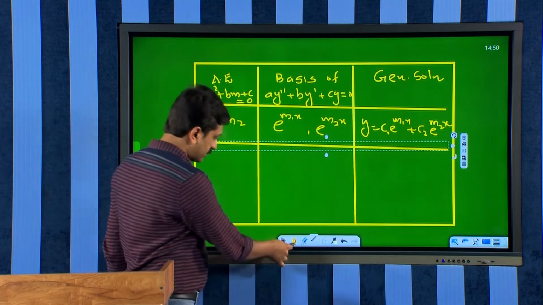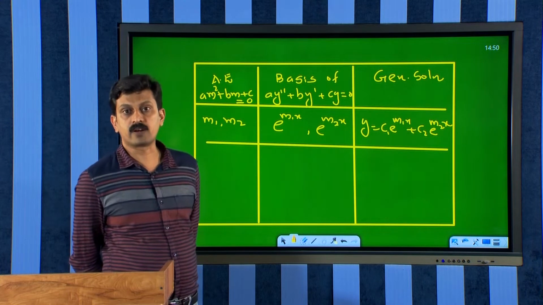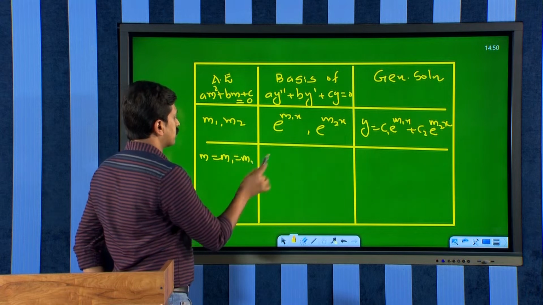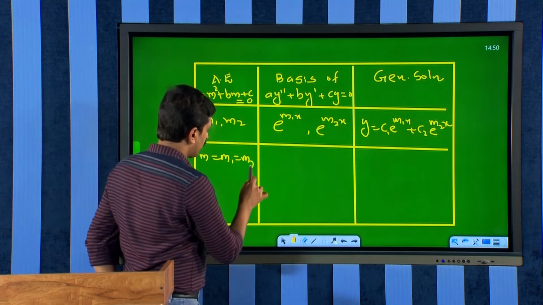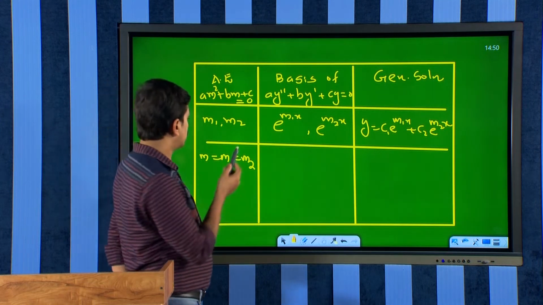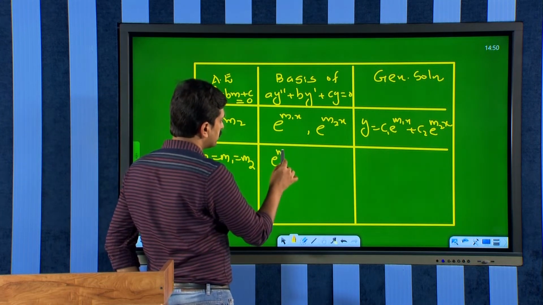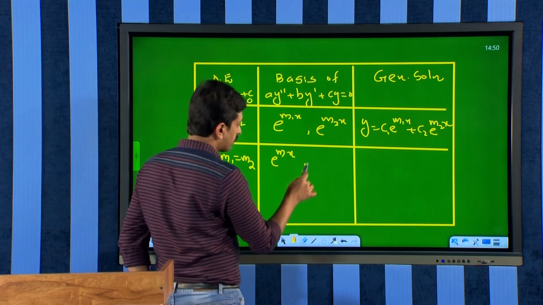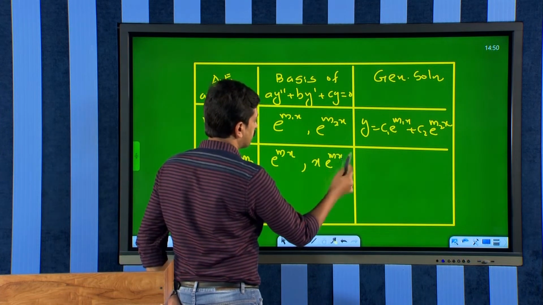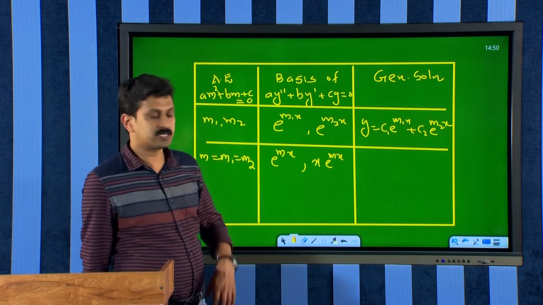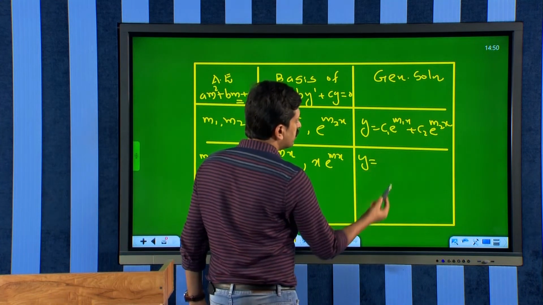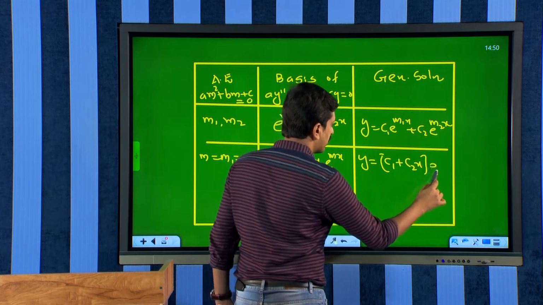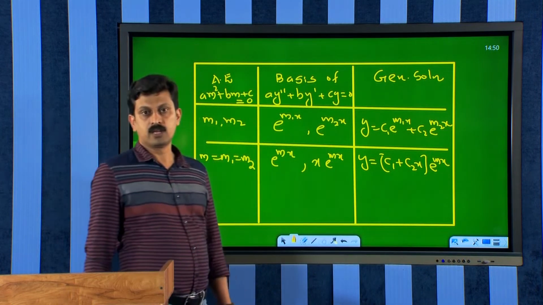Now, in the case where m1 and m2 are equal, m is equal to m1 equal to m2, they are real and equal. In this case, by the fundamental system, the first element in the basis is e raised to mx, and the second element is x e raised to mx. Therefore, the general solution is y equal to c1 plus c2 x, e raised to mx.